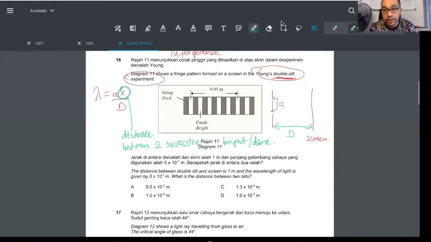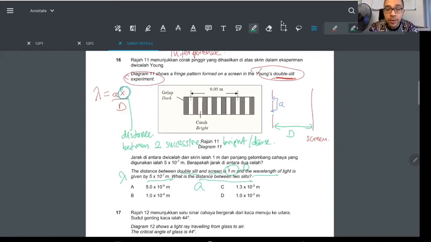They must be successive. So the problem now is the distance between the double slit and the screen is 1 meter. So this is D, no problem. The wavelength is given. Wavelength is lambda. What is the distance between the two slits? They want you to find A. The problem is what is the X?